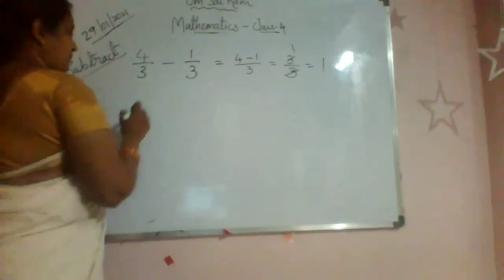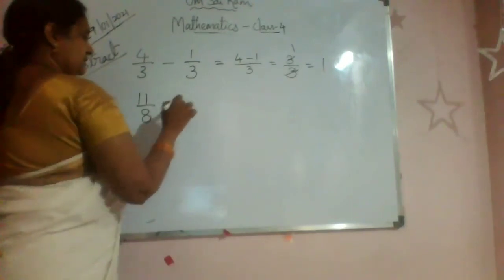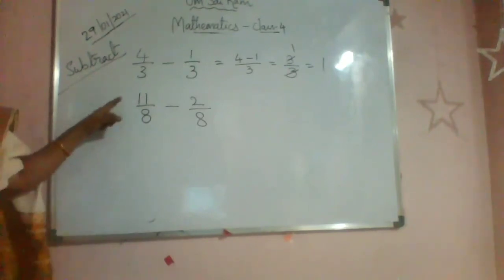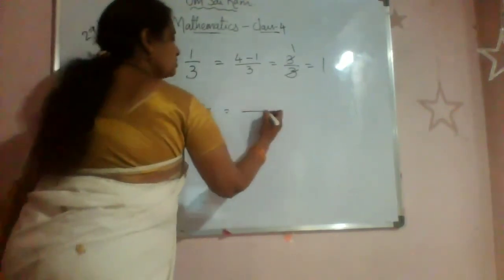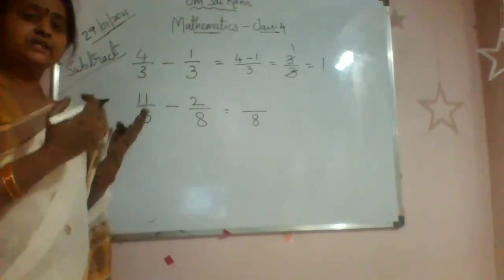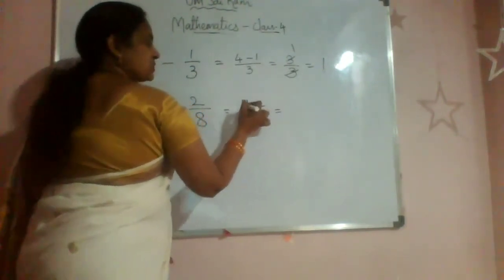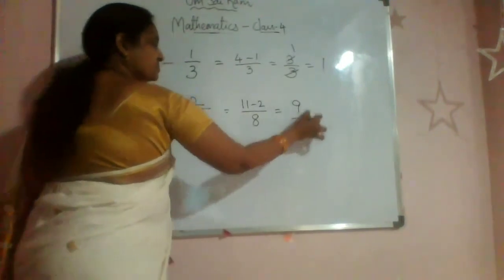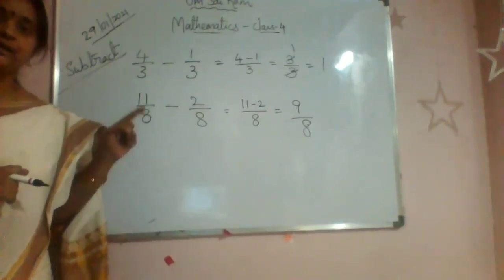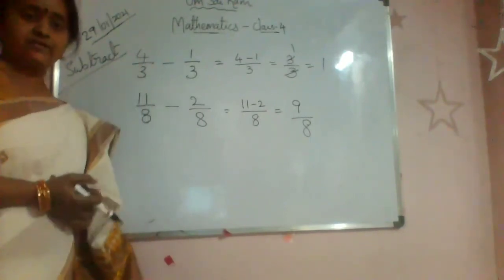Now let us do one more problem. 11 by 8 minus 2 by 8. Observe this, children. Both are like fractions. For like fractions, the denominator is the same. We have to do addition or subtraction only for the numerators. So write 11 minus 2. 11 minus 2 is 9, so 9 by 8. The answer is 9 by 8. Like this, we can subtract like fractions. It is very easy to subtract like fractions.